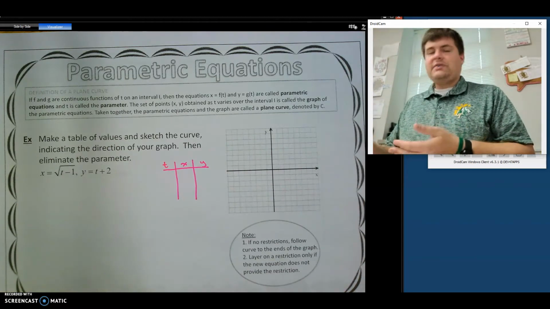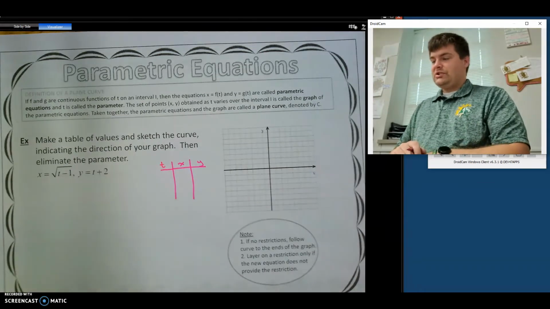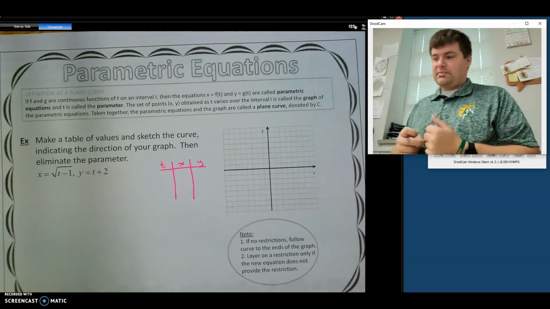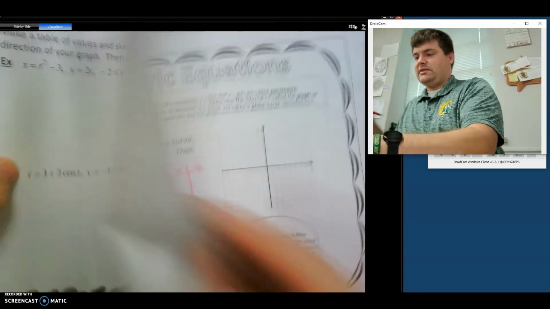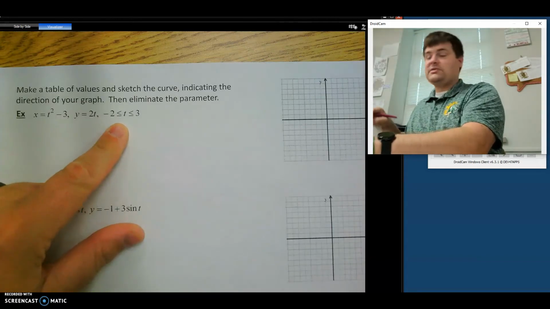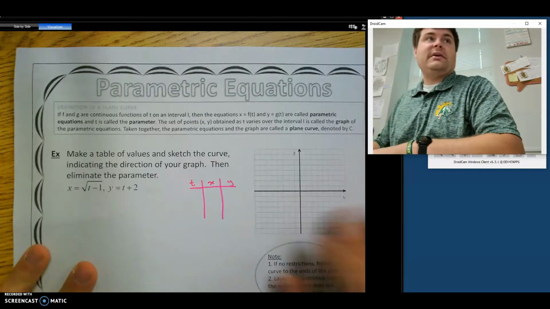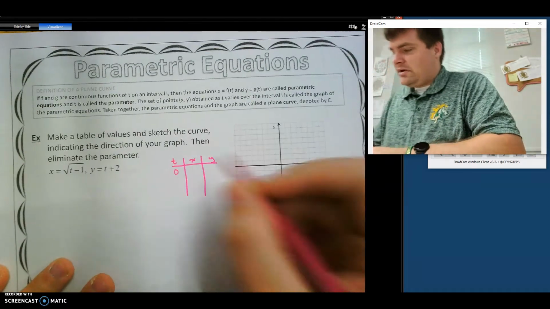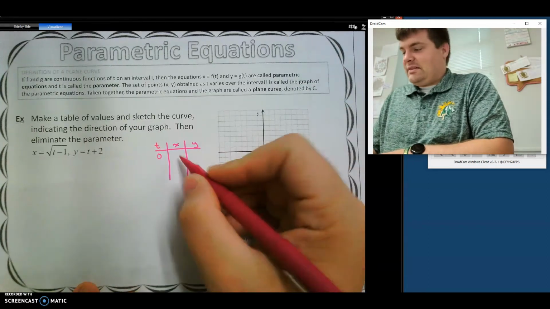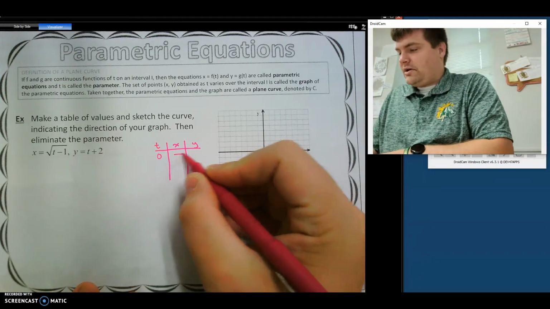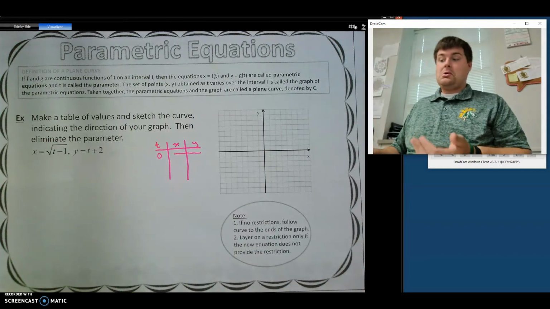So I usually start with 0. If there's no restrictions, then I usually just start with 0. Some problems, I'll show you here in a second, will tell you exactly what the time restrictions are, like this one coming up will tell us we start negative. This one doesn't tell us, so I just start with 0 and work my way from there. So I plug in a 0. Plugging a 0 into x, I get root -1. But you can't do that, so you can't plug in t equals 0.